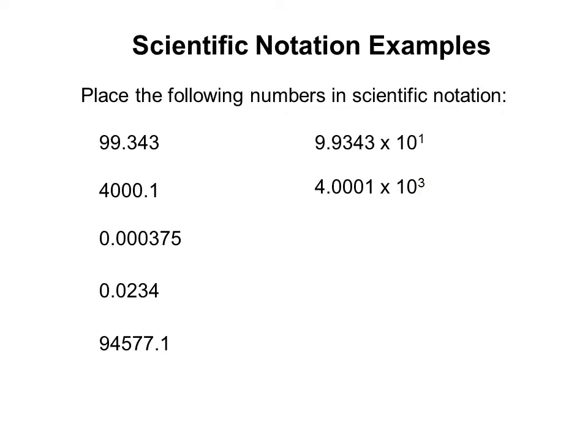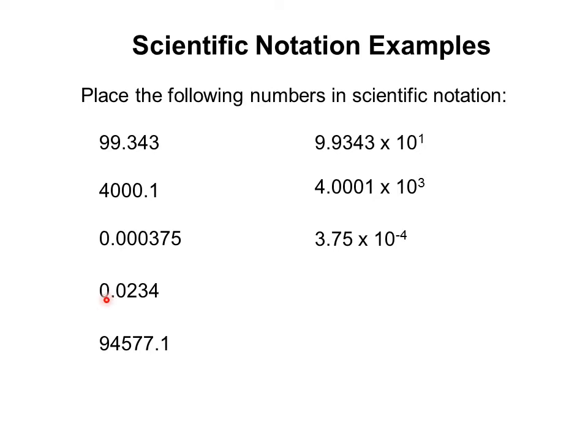Okay, let's look at this one. We have 0.000375. If we were to report this in scientific notation, we would move this decimal point 1, 2, 3, 4. So that will be 10 to the negative 4 because we moved the decimal point to the right. So we would get 3.75 times 10 to the negative 4.